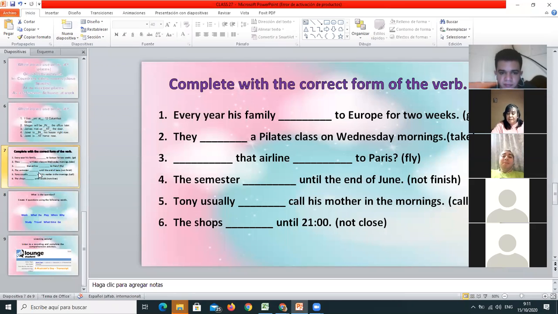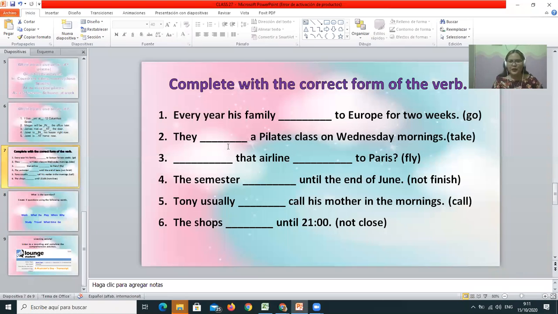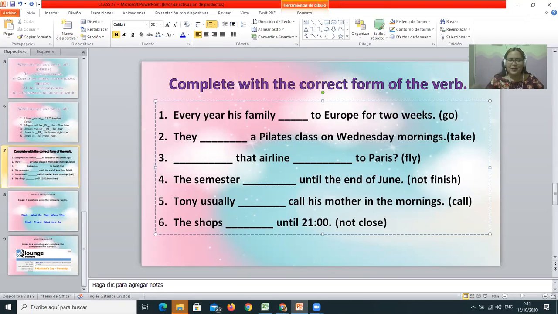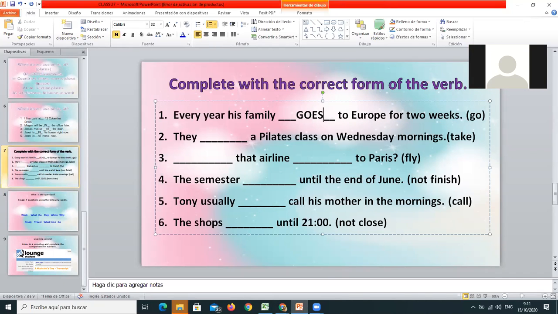Okay, so another topic that we have in the exam is simple present. Look at these sentences, 6 different sentences. Complete with the correct form of the verb. In parentheses, we have some verbs: go, take, fly, not finish, call, and not close. What is the correct form of the verb in number 1? Every year, his family goes. It is only one family. His family goes.